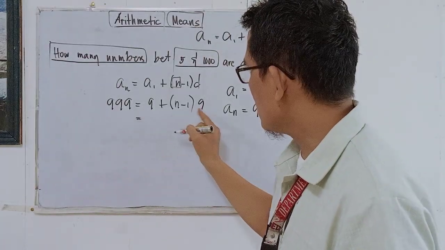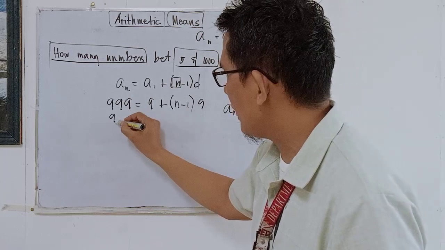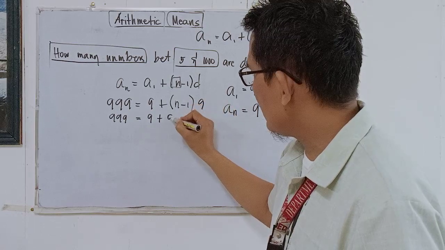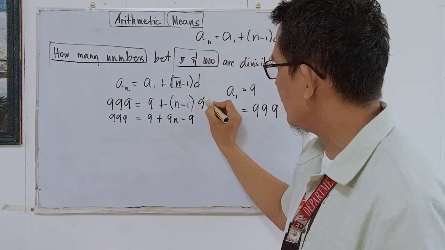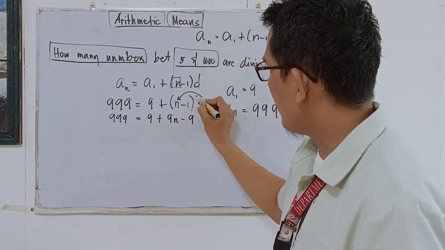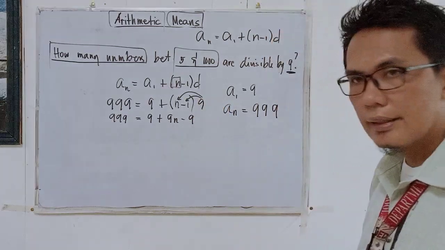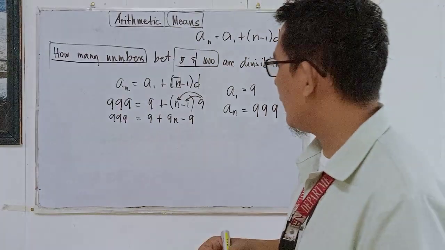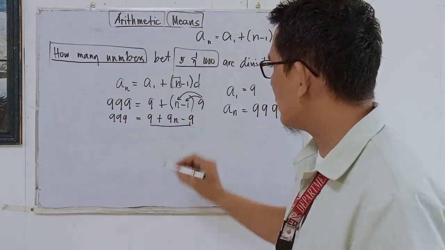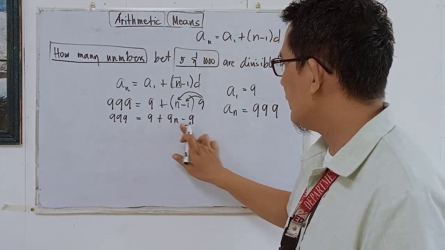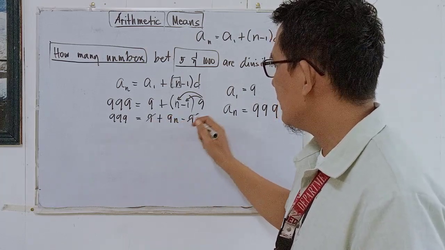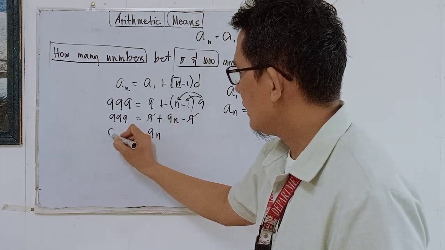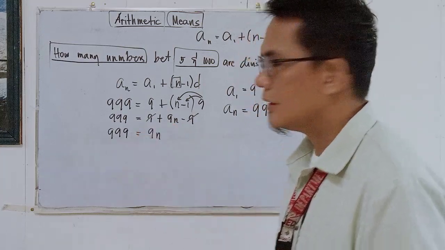Okay? So let us now simplify this one. Let us copy 999 is equals to 9. 9 times n is 9n, minus 9. 9 times n is 9n. 9 times negative 1 is negative 9. Okay? And then what we're going to do next is we're going to combine our 9 and negative 9. Combining 9 and negative 9, that becomes 0. So this will be cancelled. 9 and negative 9. So what is left for us is 9n is equals to 999.